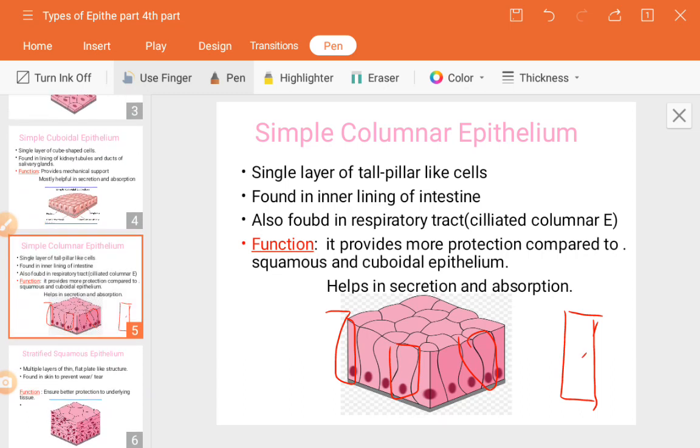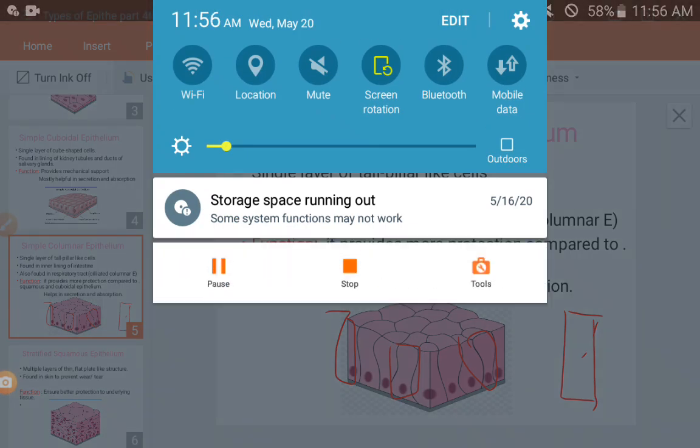So this much about the simple columnar epithelium tissue. We will finish this session here. In the next video we will start the next major part of the epithelium tissue, that is the second type. Thank you.